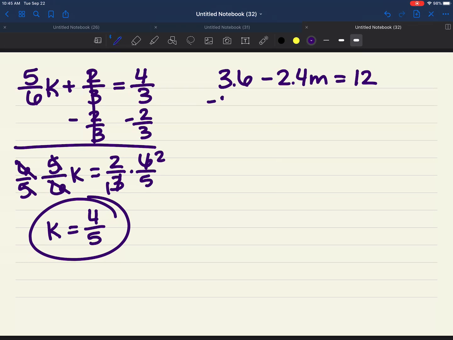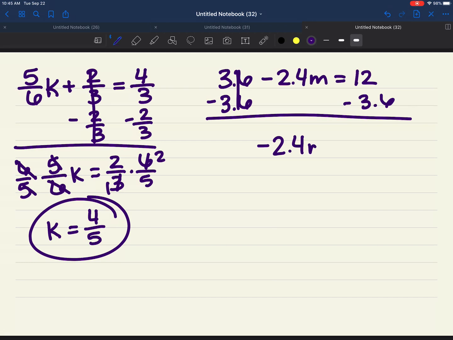Minus 3.6. Okay, that's a great start. What is 12 minus 3.6? 10.4. Mm, 9.4. 11.4. Lucas, what's 12 minus 3? What's 12 minus 3? Oh, 9. Okay, so doesn't it have to be less than 9 if we're subtracting 3.6? Yes. So it would be 8.4.